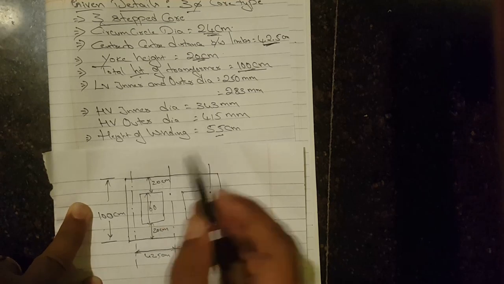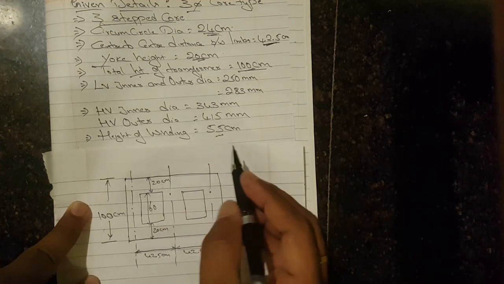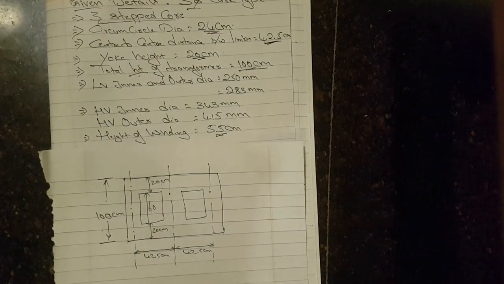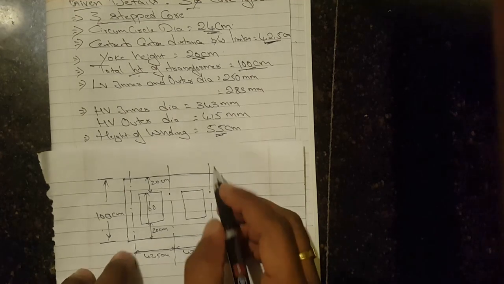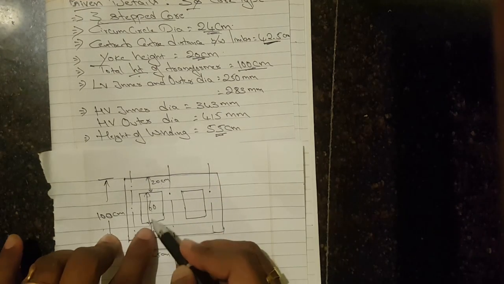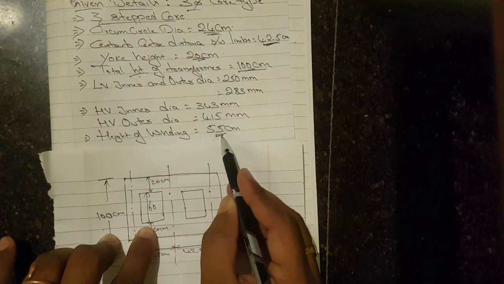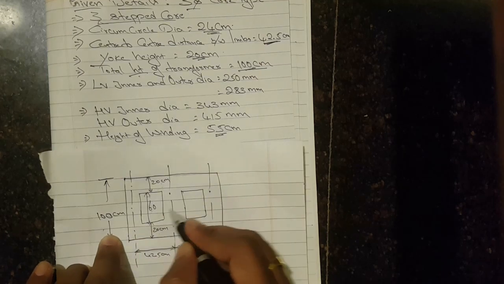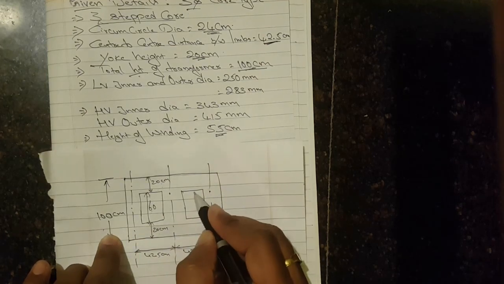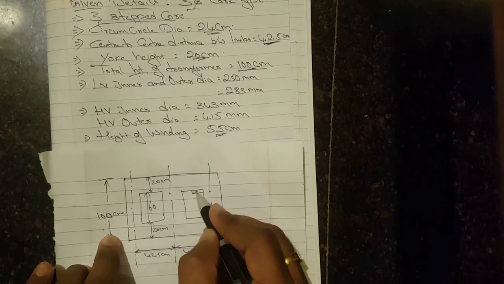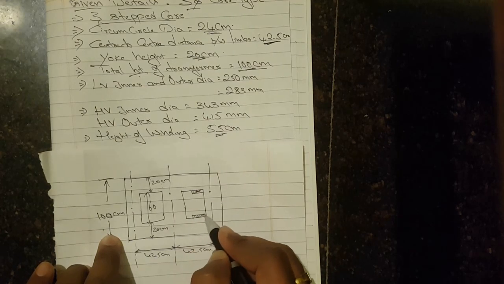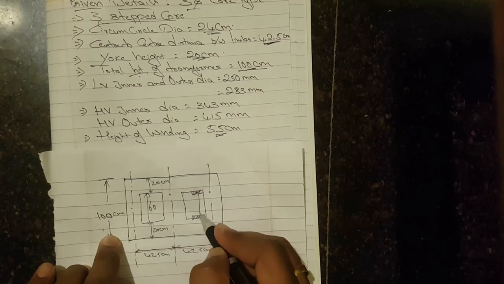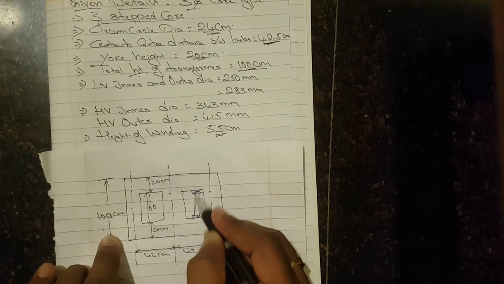Now what about the height of the winding? Height of the winding is 55 centimeter. As I already said, the winding will be placed inside the window. So the window height is 60 and the height of the winding is 55. 60 minus 55, the remaining is 5 centimeter. Of this 5 centimeter, 2.5 centimeter and 2.5 centimeter are for insulation between the core and the winding. So here you will be drawing the LV and then the HV winding.